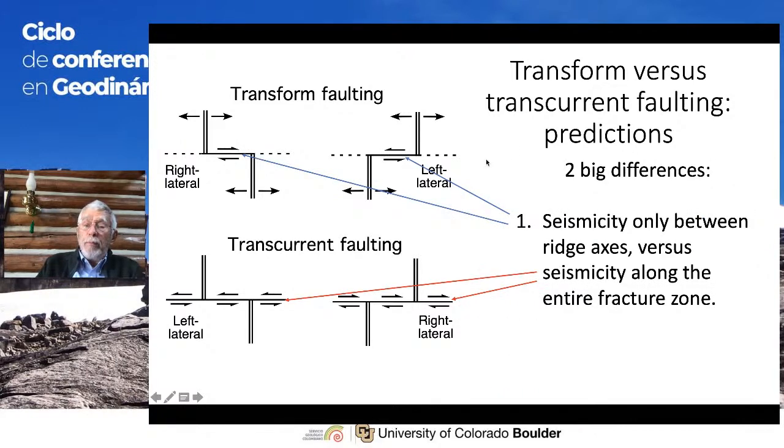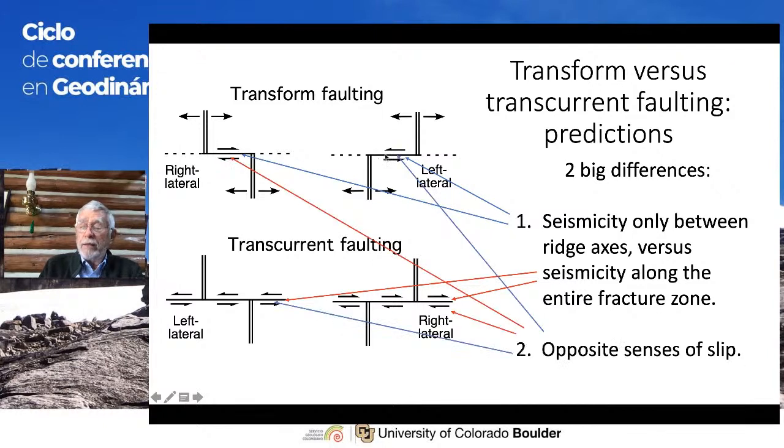Well, this was a testable hypothesis because the transform versus transcurrent faulting made two predictions, two big differences. If earthquakes define an active fault, then the seismicity should be between the ridge axis, in this case, only in this segment. But if you had transcurrent faulting, you should have seismicity all along the entire fracture zone, all along these features, not confined just to the central part. And second, obviously, you'd have opposite senses of slip. Here you'd have left lateral, here you'd have right lateral, here right, and here left.